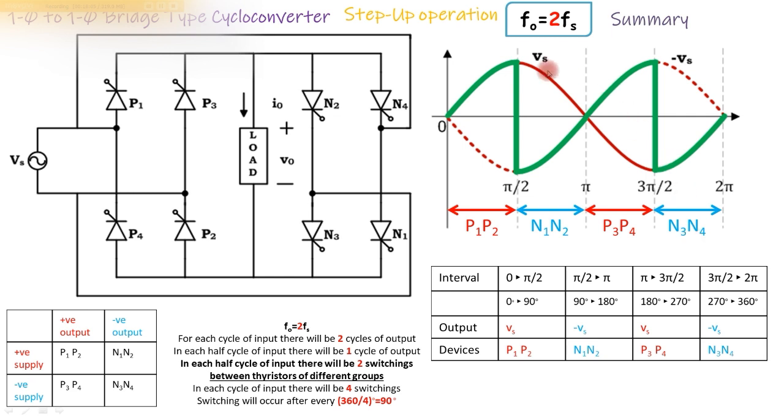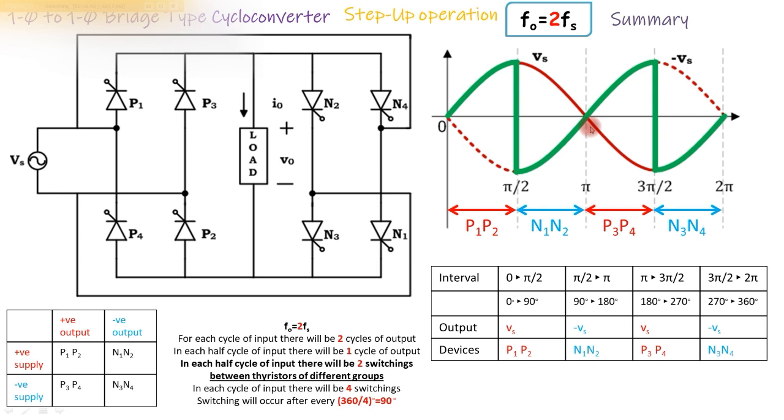Mind you, if we have to consider only one half cycle and obtain a higher frequency, then the number of switchings will be repeated, and we'll see that in the next examples. So this is the summary of the output of the step-up cycloconverter, where the output frequency is twice the supply frequency. There will be 4 switchings, each at 90-degree intervals.